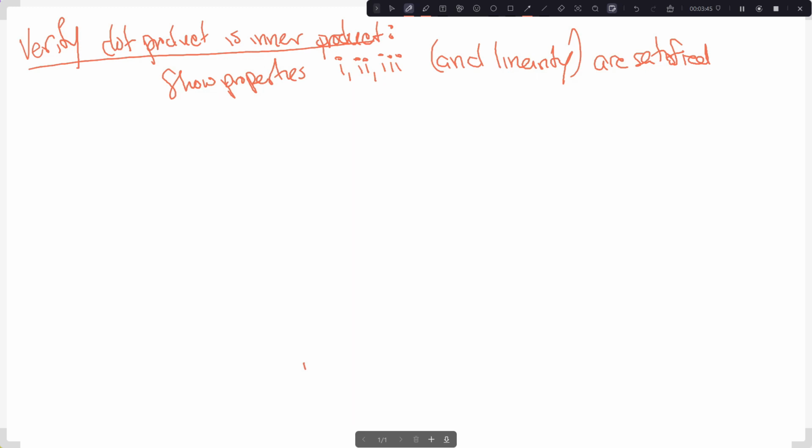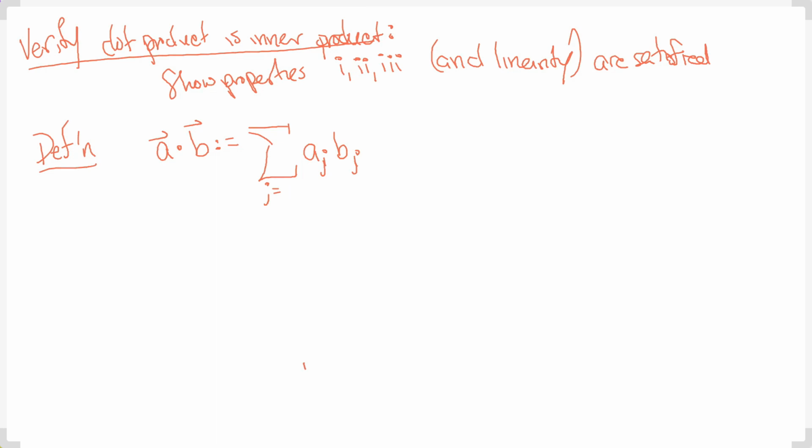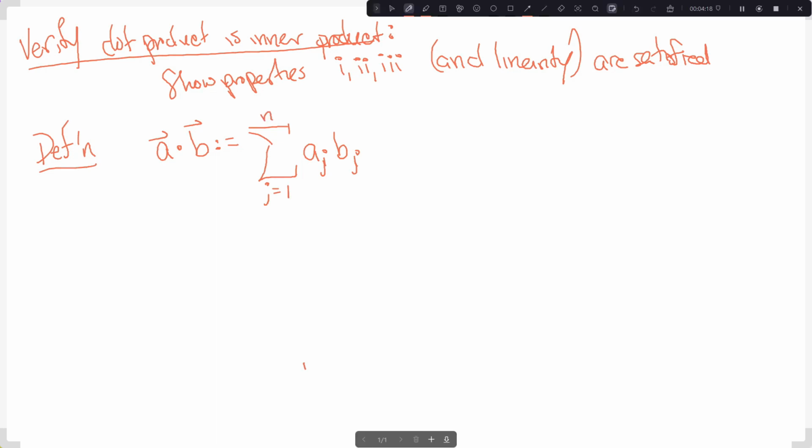And to do that, we're just going to start with the dot product in Rn and recall the definition of the dot product on Rn: the vector A dot the vector B is defined by the sum of the entries of A against the entries of B. And maybe I'll use a J so we don't get confused with the imaginary number I. J from 1 to n. That's the definition of the dot product in Rn, using my summation notation.